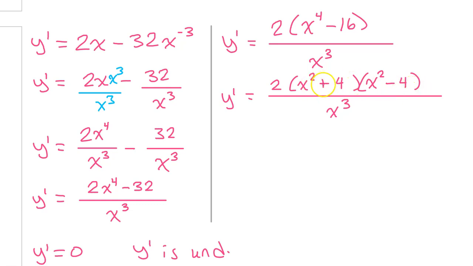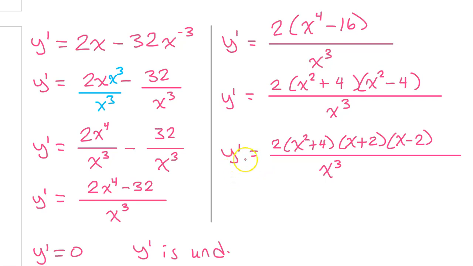The first factor cannot factor any further. You cannot factor the sum of two squares. However, the second factor is again the difference of two squares. So this can be factored further. So this is the fully factored form of y prime.